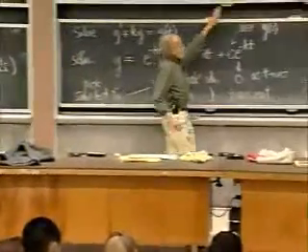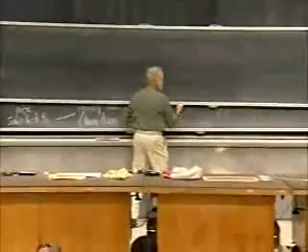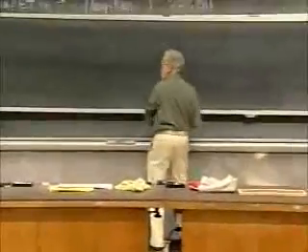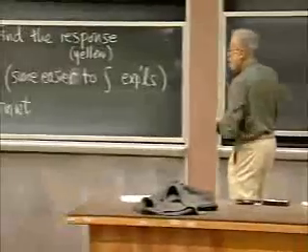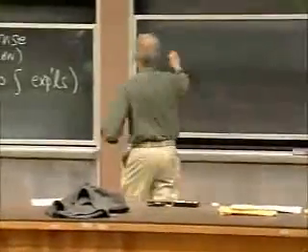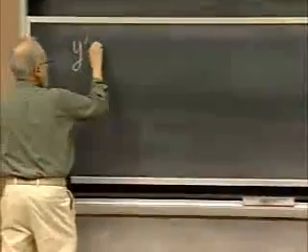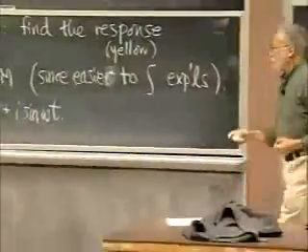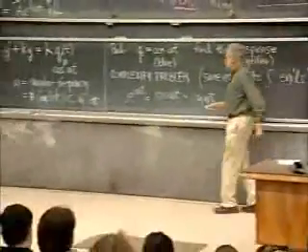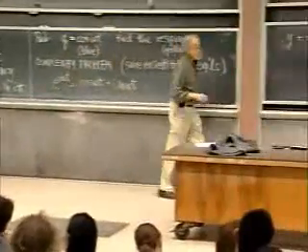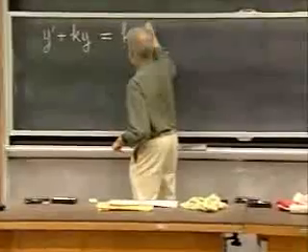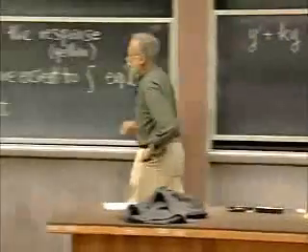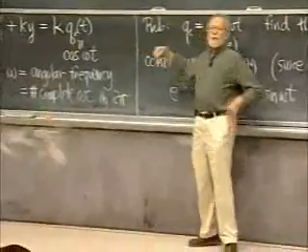Now, what is the equation that it's going to turn into? The complexified equation is going to be y prime plus ky equals, and now instead of the right-hand side k times cosine omega t, I'll use the whole complex exponential, k e to the i omega t.